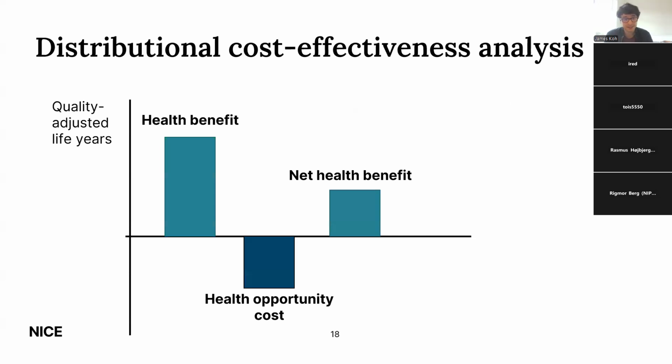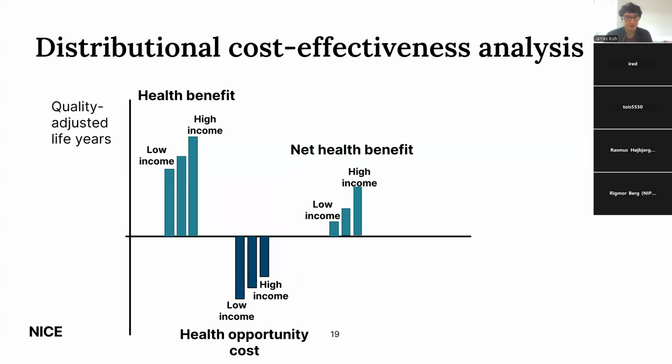In short, this is what it does. I've labeled this slide distributional cost effectiveness analysis, but this is just cost effectiveness analysis, really. This is rehashing what I mentioned earlier: in cost effectiveness analysis, you have the health benefit, and you have the health opportunity cost, the health that you're giving up by spending your money on the new treatment. The difference between the health benefit and the health opportunity cost is your net health benefit. If that's positive, then you have a cost effective treatment.